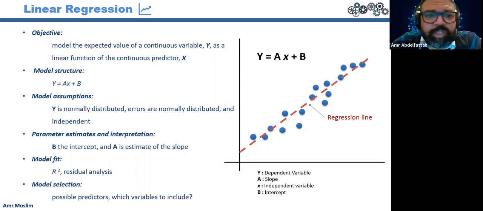So the objective of the normal linear regression is to find the best fit line. And this best fit line follows this equation: y equals ax plus b, where a is the slope or the gradient and b is the intercept or the anchoring point on the y-axis. So this is basically how we do linear regression, and the objective is to find a and b in order to know what is the best fit for this data.